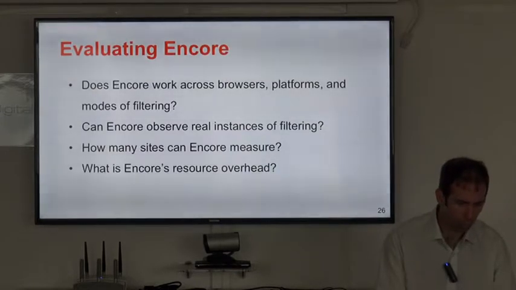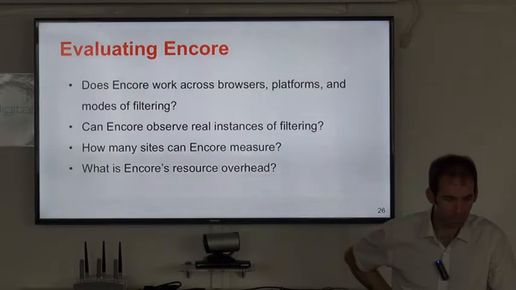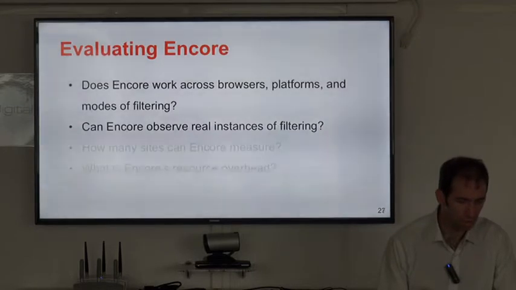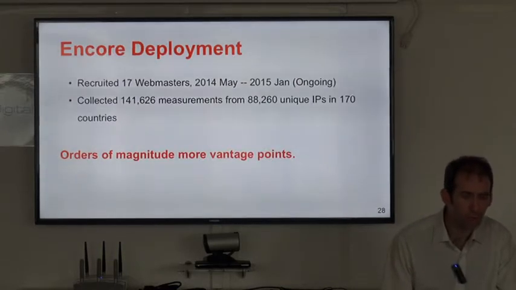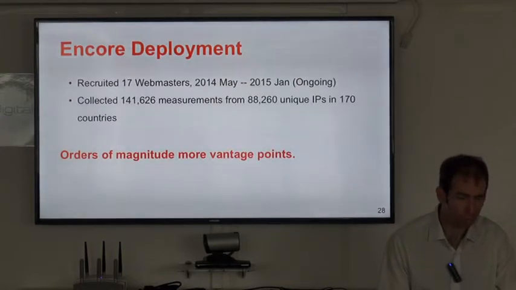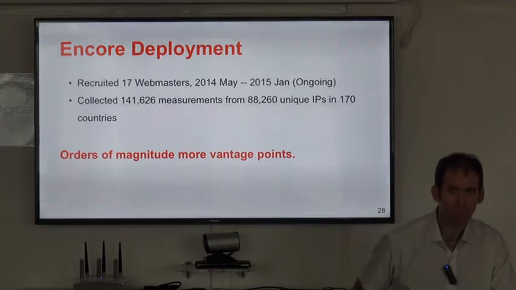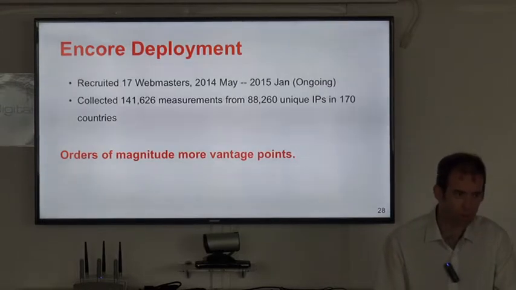Okay, so I'm not going to get into all the evaluation, but these are the things that we evaluated in the paper. To what extent does this work across browsers, platforms, different types of filtering? Can we observe real instances? Which types of sites can we measure, and what's the overhead? I'm going to talk a little bit about the first two based on an initial set of data. We've been running this now for more than 3 years. When we published the paper, we had about 6 or 8 months of data based on a deployment on 17 different websites. And we got measurements from 170 different countries. So this is unprecedented.